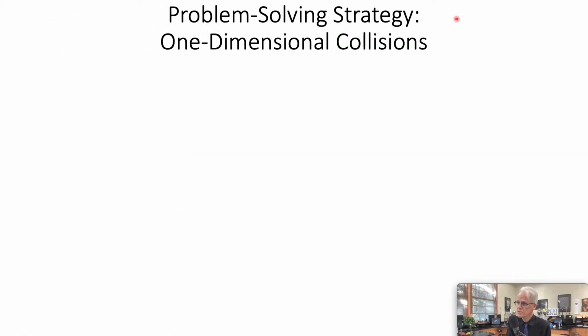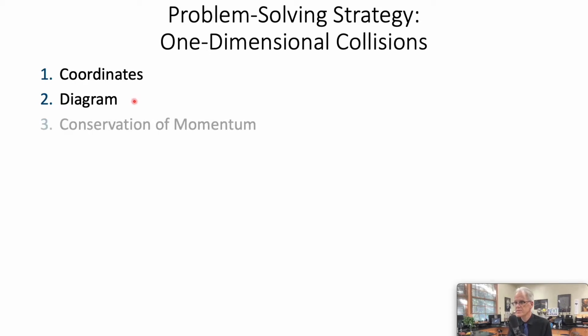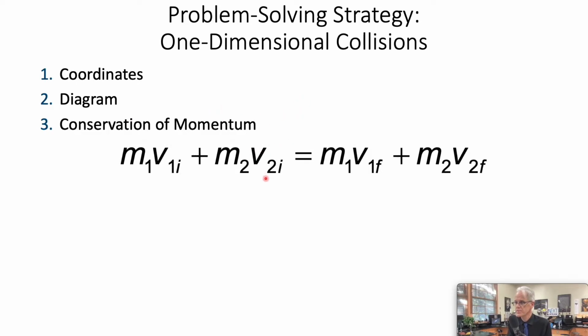So here's a problem-solving strategy for one-dimensional collisions. First, choose a coordinate system. In this case, we are only doing a one-dimensional collision, so we just need to decide which direction is positive and which direction is negative. Then draw our diagram of our objects. Use the conservation of momentum principle, which will tell us that the total momentum before the collision is the same as the total momentum after the collision.